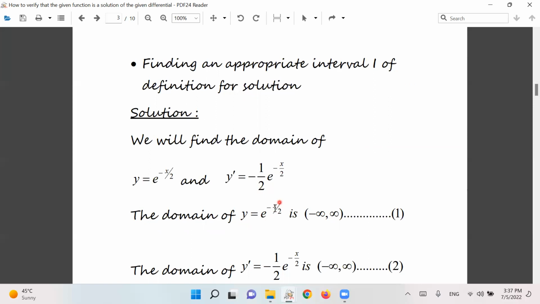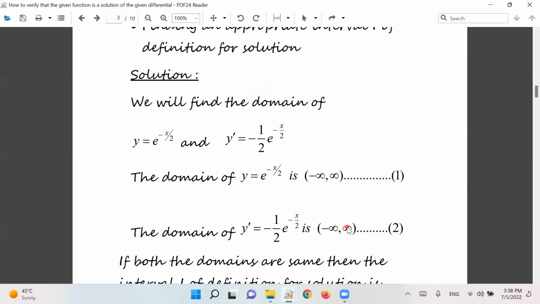So we can see that whatever value of x we put here, whether we put 0, 1, 2, 3, any value, we will get a definite value, a real valued function. y will be a real valued function. So this means that the domain of y is going to be minus infinity to infinity. Any value we substitute, we will get a real value. We will not get an undefined value. So the domain of y is minus infinity to infinity.